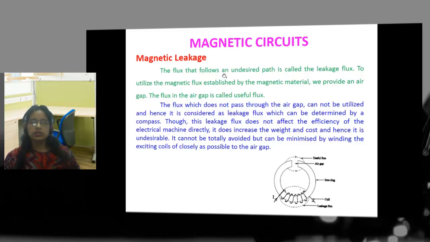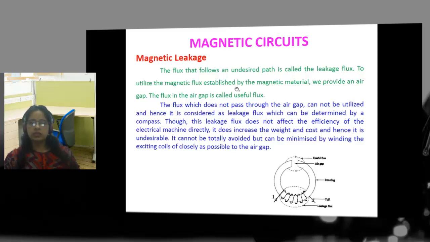The flux that flows in an undesired path. The flux will be created here, right? But some flux will be created here also. That is the leakage flux. The flux that follows an undesired path, that is not the desired path. Our desired path is this. It should flow in this coil, but there will be some leakage.